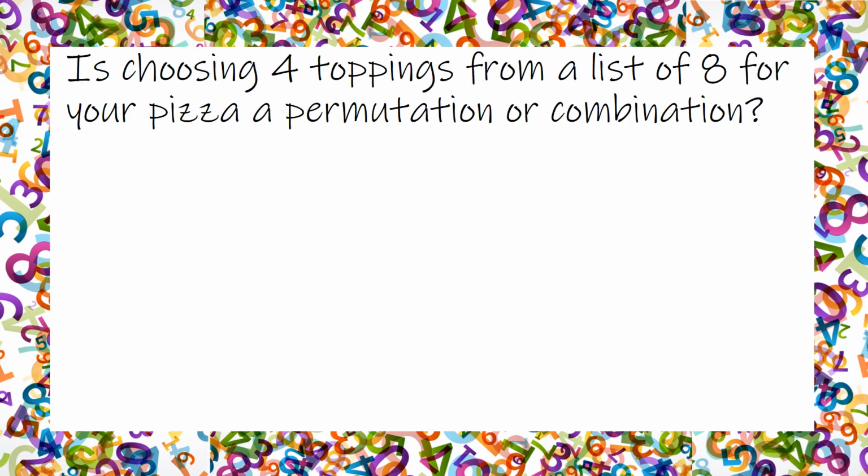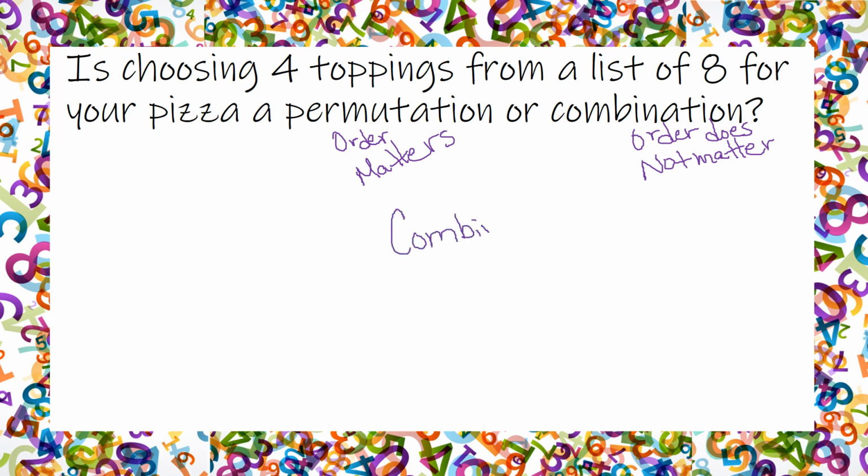Is choosing 4 pizza toppings from a list of 8 for your pizza a permutation or a combination? So a permutation, order matters. Combination, order does not matter. So for 4 pizza toppings out of 8, they're all going to be just tossed on your pizza in any order, so order does not matter. That would make this one a combination.